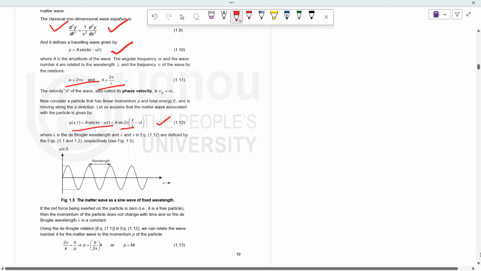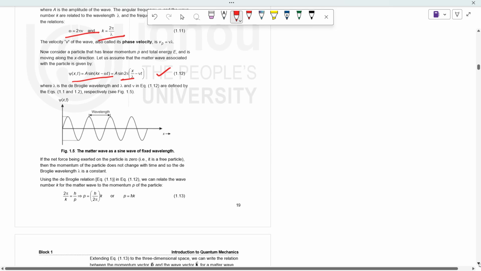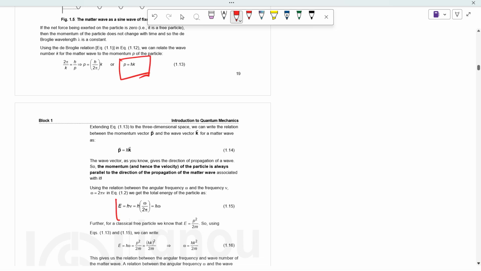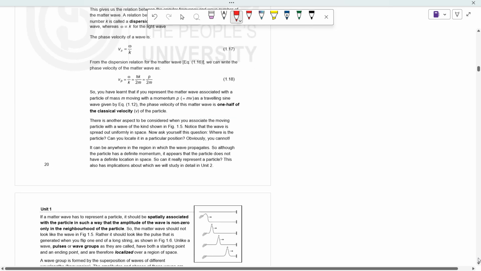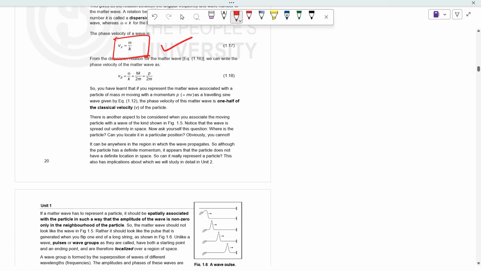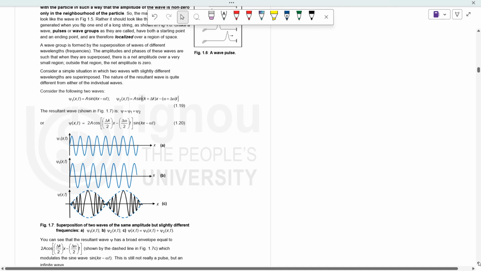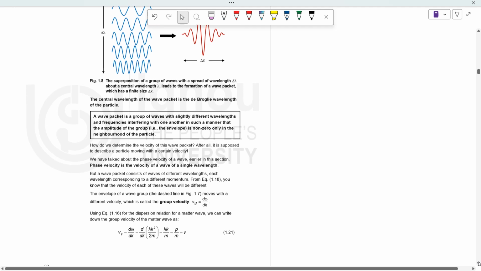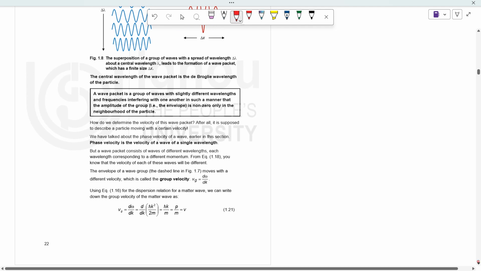So this is just a simple derivation in which we find that momentum of the particle becomes h cut into k, and energy of the particle is h cut into omega. And the phase velocity of the wave is equal to omega by k. So all of these are important formulas. And the group velocity of the wave packet is equal to d omega by dk.